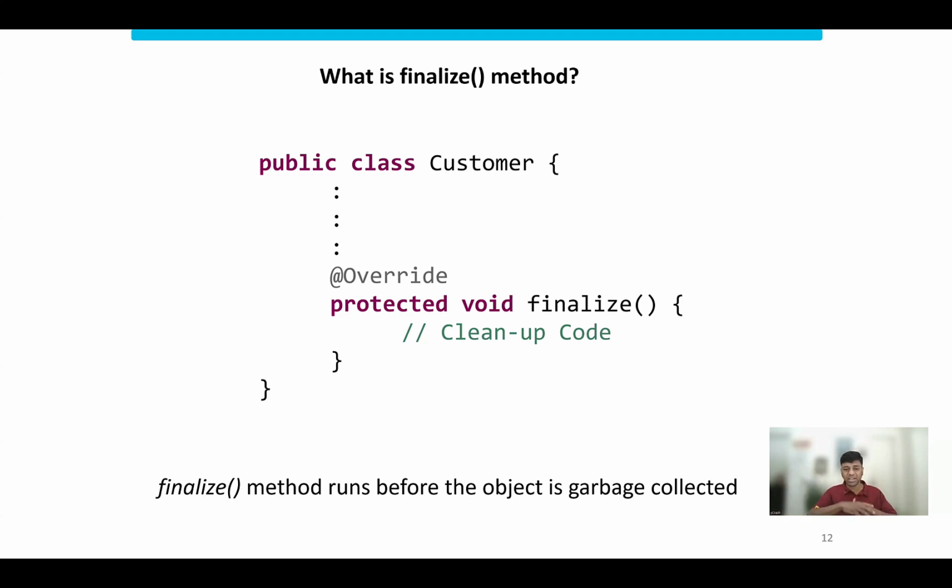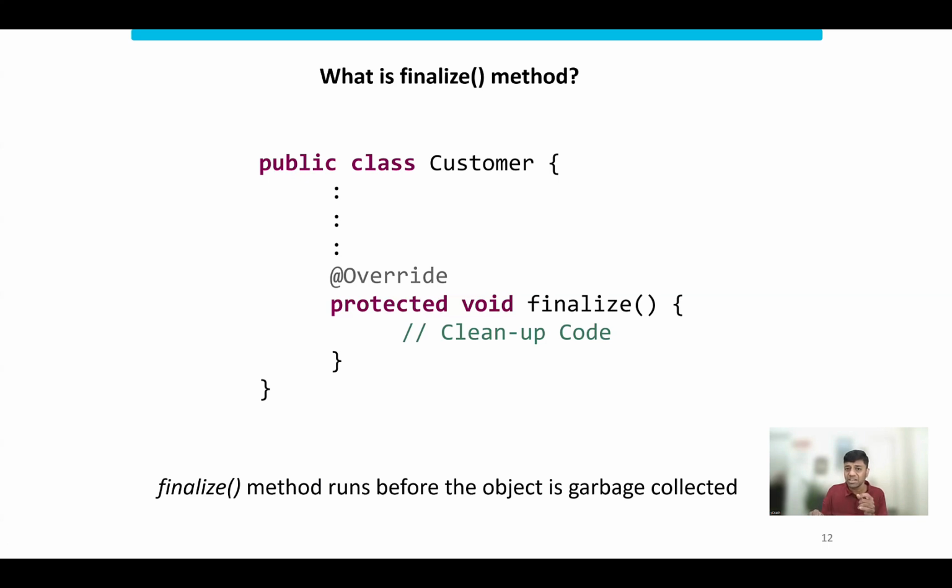Let's say I created a customer object, I used it, and now it is garbage. No one is referencing it, right? Now when the garbage collector is going to remove this customer object from memory, at that point it's going to execute this finalize method. There I can go ahead and close all the resources that I want. This is how the finalize method is used in the Java programming language.